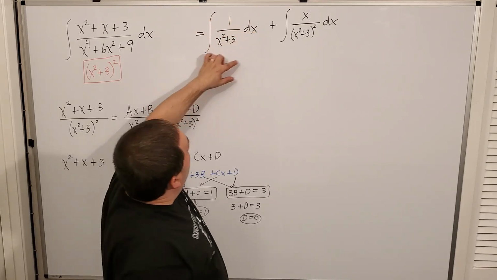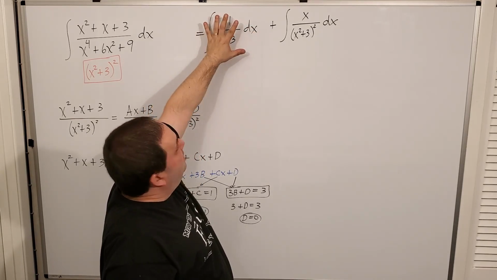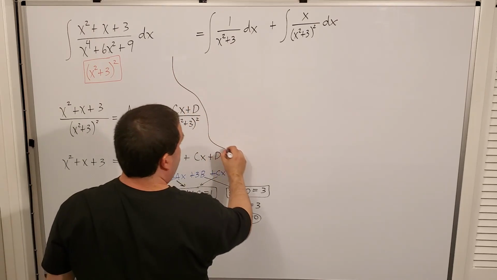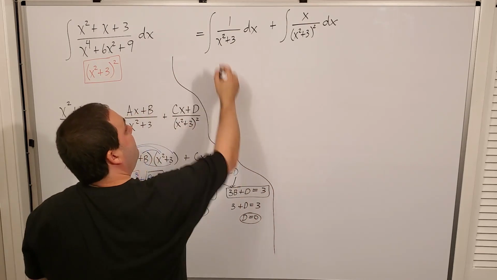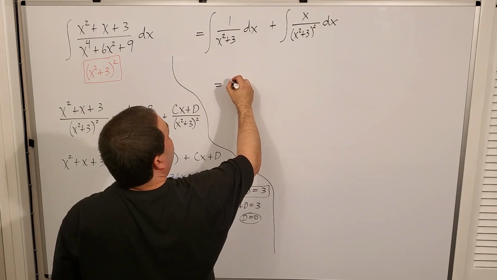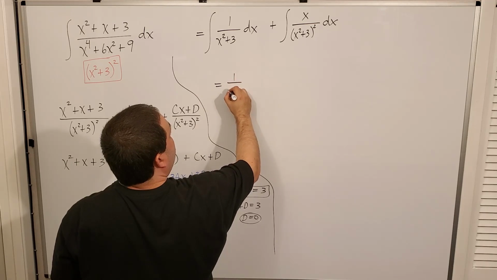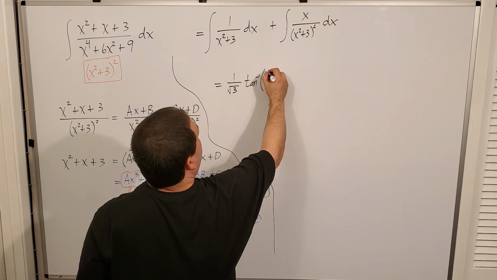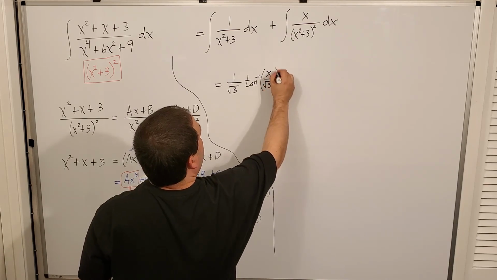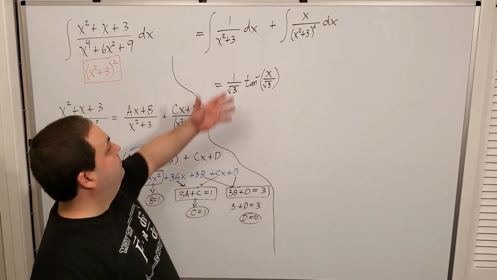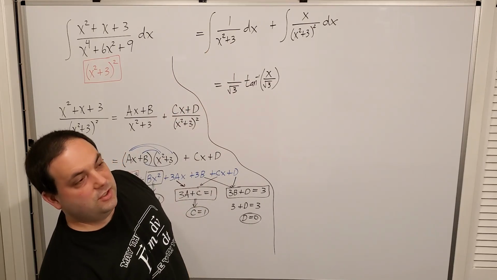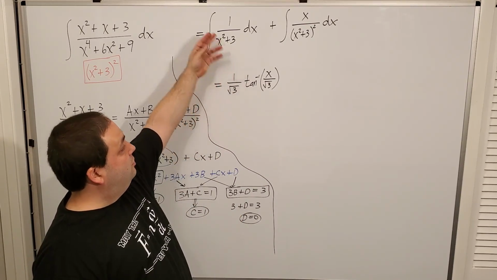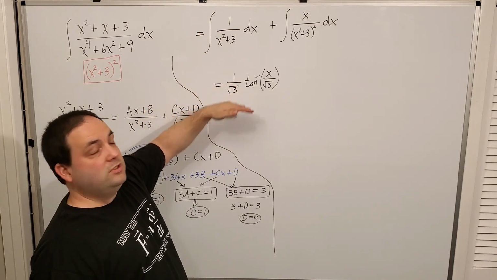Okay? This one is already ready to rock and roll. That's an arctangent integral. So I'm going to separate this here. This is equal to 1 over square root of 3 arctangent of x over square root of 3. You're just supposed to know that one, right? That's one of those antiderivatives you're supposed to know. And if you don't, you could actually use trigonometric substitution to get there as well. It wouldn't take too many steps.